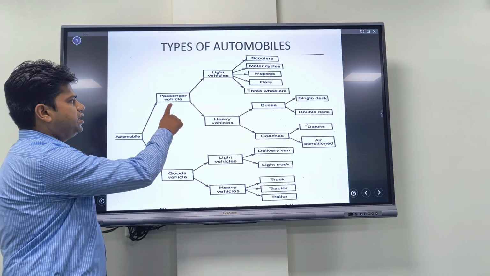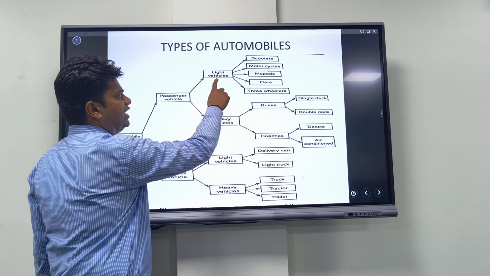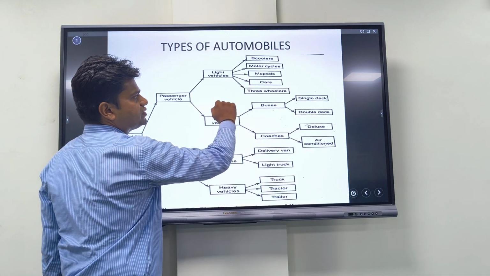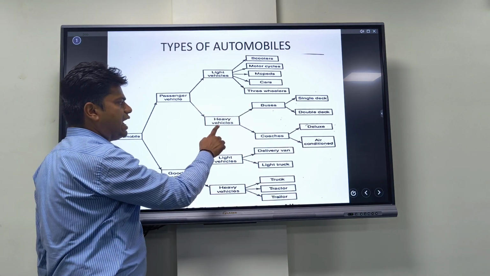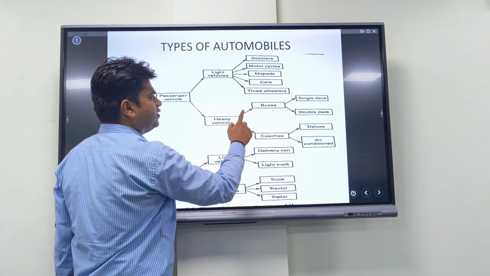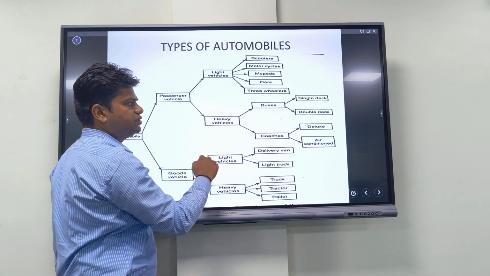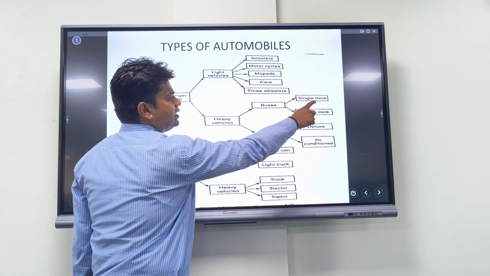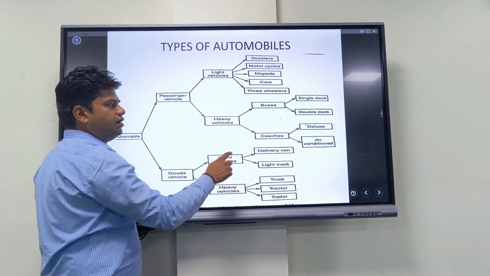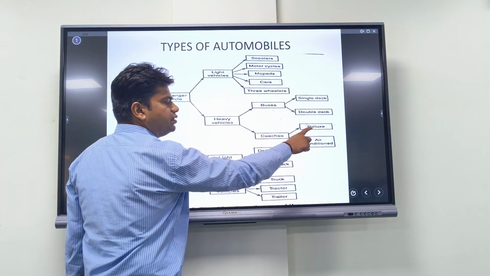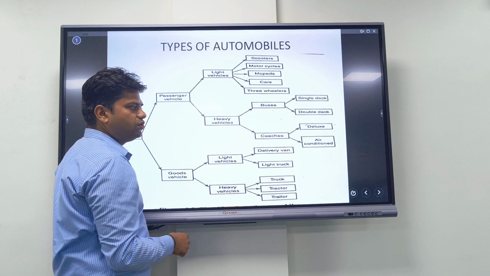The first category is passenger vehicles, light vehicles and heavy vehicles. We further categorize light vehicles into scooters, motorcycles, mopeds, cars and three-wheelers. When we talk about heavy vehicles, they are further categorized into two categories. The first one is buses and the second one is coaches. In buses, single deck buses are available and double deck buses are available. Next, coaches: the deluxe coaches, and the second one is air conditioned coaches.